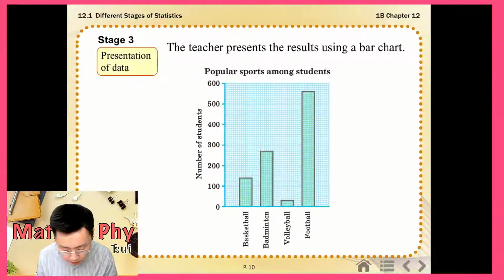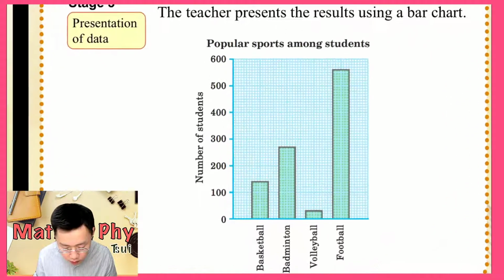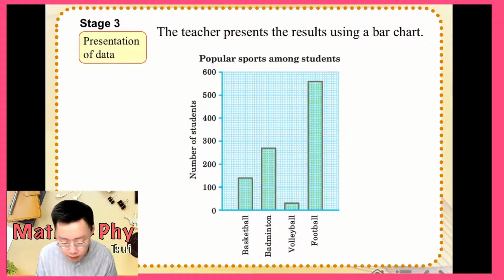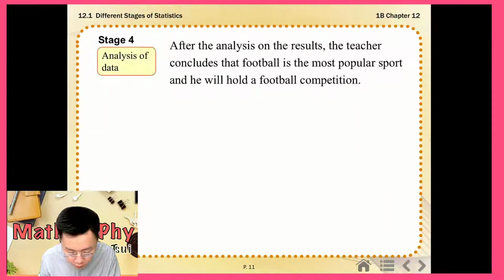However, this is not the end of the statistics, because we need to present the data. Stage 3 is the presentation of data. The teacher presents the result using a bar chart. Sometimes we use different charts, maybe the pie chart, the bar chart, the dot chart, different types of chart to present our data. Here we construct the bar chart about the favorite sport. After that, what we need to do is the analysis of data, that means 分析數據.